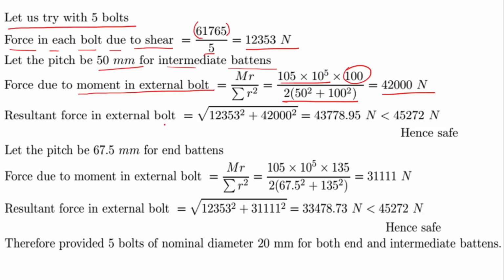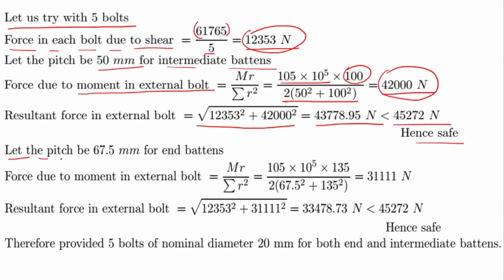Therefore, the resultant force in external bolt, if you calculate the resultant of this and these two forces, will be 43,778.95 Newton, which is less than the bolt value 45,272 Newton. Hence, it is safe.